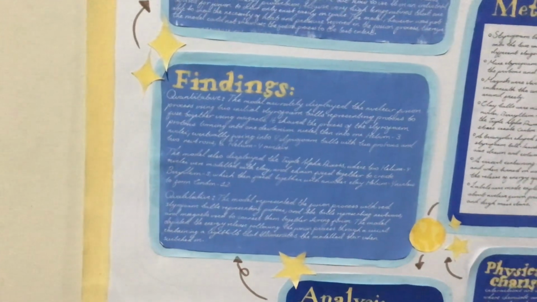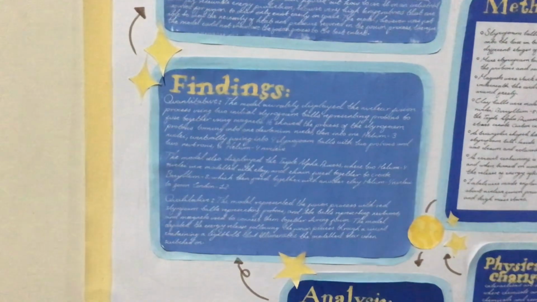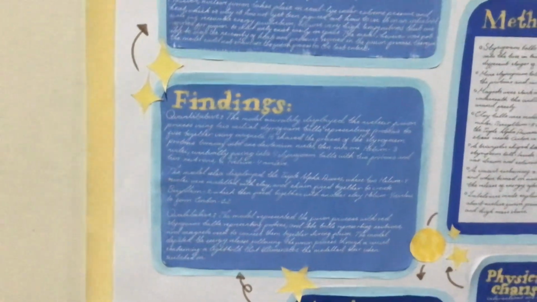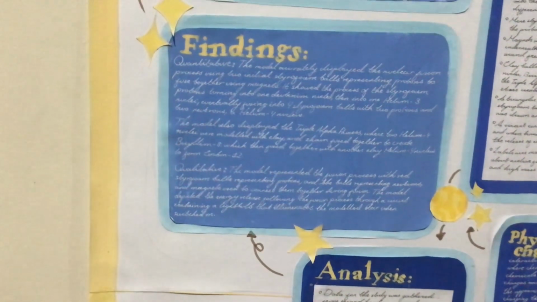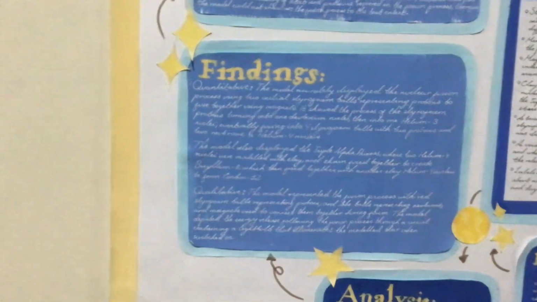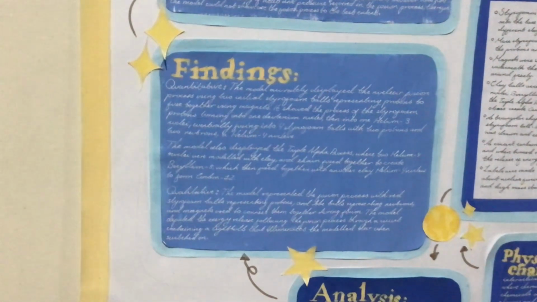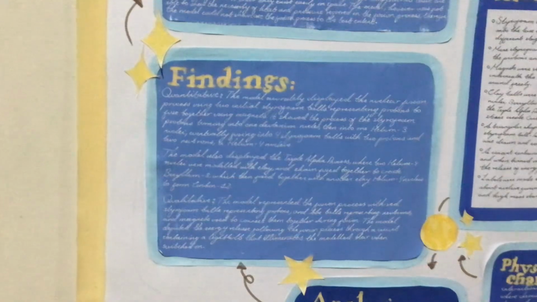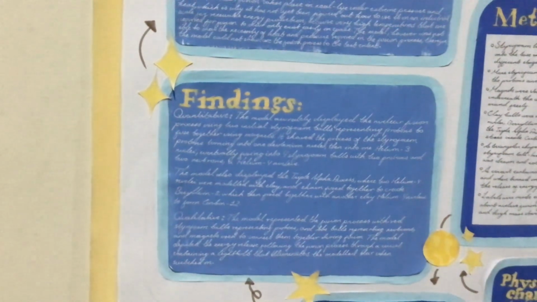Okay, so my quantitative data would be: the model accurately displayed the nuclear fusion process using two initial styrofoam balls representing protons to fuse together using magnets. It showed the process of the styrofoam protons turning into one deuterium nucleus, then into one helium-3 nucleus, eventually fusing into four styrofoam balls with two protons and two neutrons, which is the helium-4 nucleus.